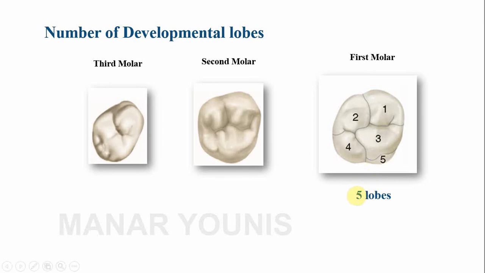The maxillary first is normally developed from 5 lobes, the second from 4 lobes, and the third either from 3 or 4 lobes depending on the type, whether it's heart-shaped or rhomboidal. Each lobe will form a cusp. Therefore, the maxillary first molar has 5 cusps. 4 of them are functional, while the fifth one, or the cusp of Carabelli, is non-functional.